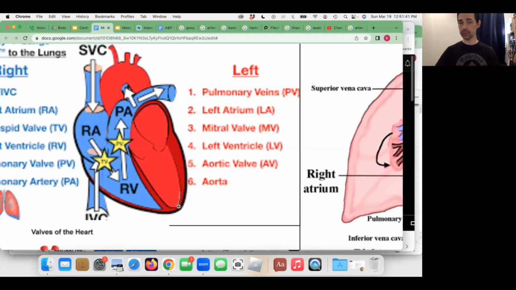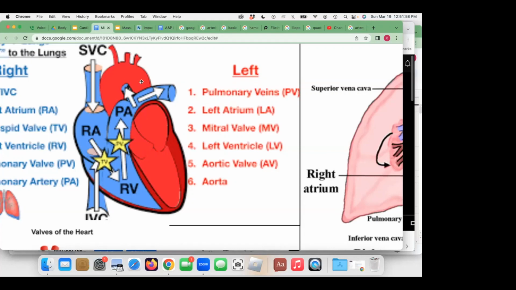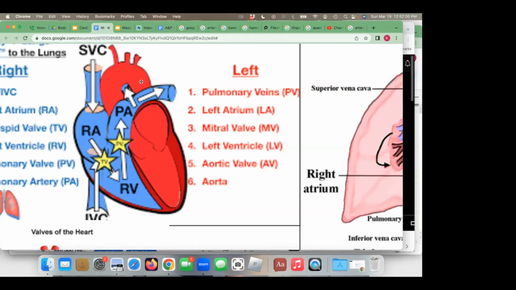The left ventricle receives the blood and pumps it out into the aorta. To get into the aorta, it's got to go through the aortic valve. Left ventricle, aortic valve, aorta. The aortic valve is named after the aorta. From the aorta, one more time, please.